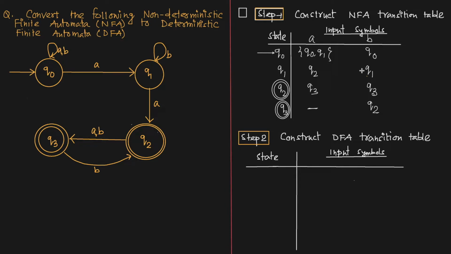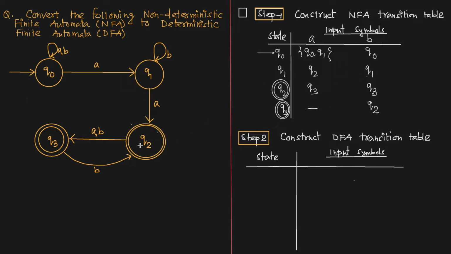I repeat, Q0 on A goes to Q0 and Q0 on A goes to Q1, so that's why Q0, Q1. Q0 on B goes to Q0. Q1 on A goes to Q2. Q1 on B goes to Q1. So that's why Q2, Q1.